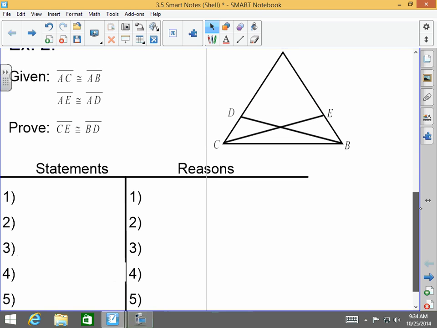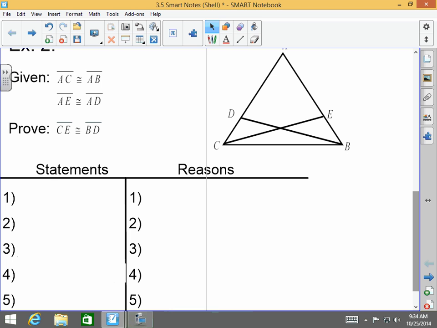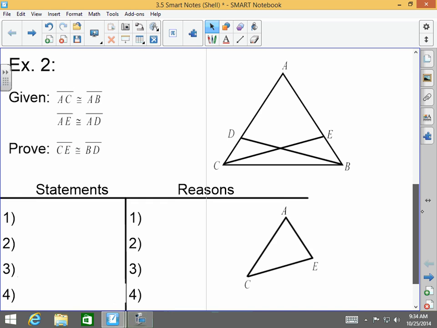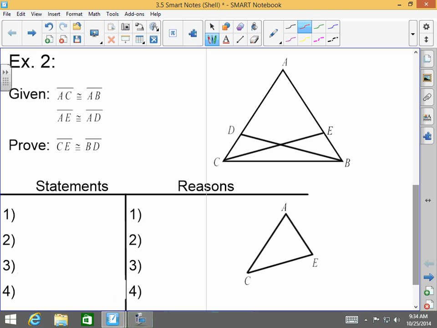So instead of getting all confused and frustrated, let's go ahead again and simply pull out the triangles that we're working with. And in this particular case, we're working with AEC. Why? Because we have an AC to an AB. Then we have an AE, which is this guy, to an AD. Then we want to prove that CE is congruent to BD.